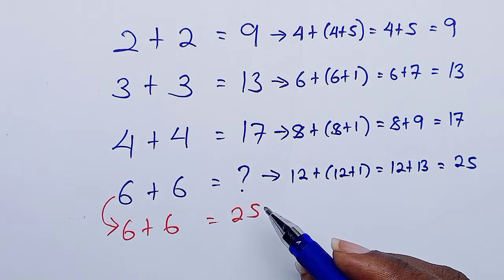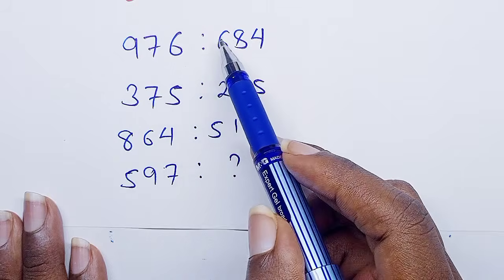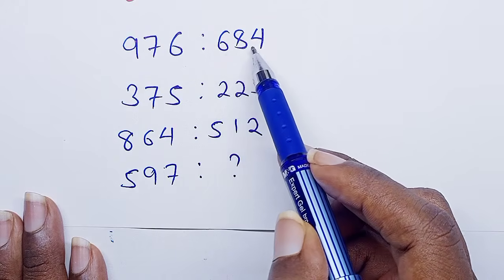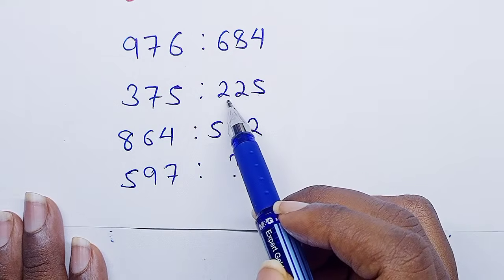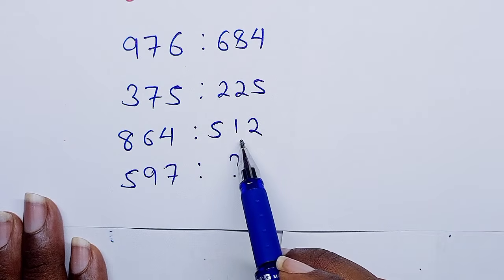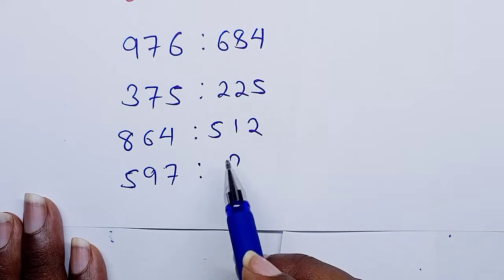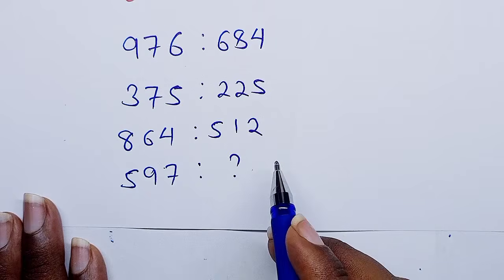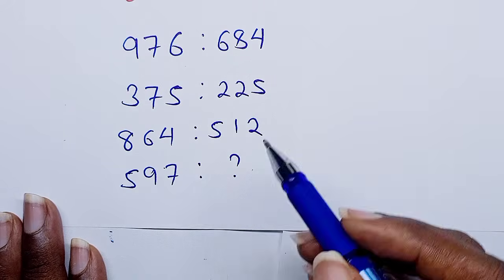Let's look at another question. So we have 976 to 684. 375 to 225. 864 to 512. So what do you think 597 goes to? Pause the video, work it out, let me know what your answer is.